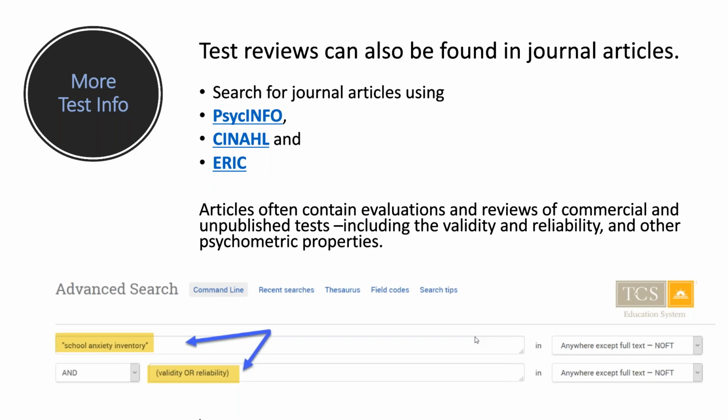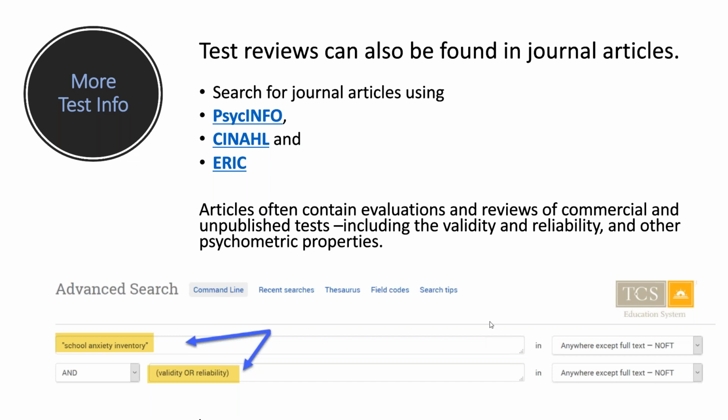Test reviews can also be found in journal articles. So you can also use databases like PsycInfo, CINAHL, or ERIC, where you can find information about the validity or reliability of a particular test. And this is really good if you're looking for, for example, the reliability or validity of a test that is not commercially published. So obviously a database like Mental Measurements Yearbook would not be the best source if you're looking at unpublished or experimental measures.